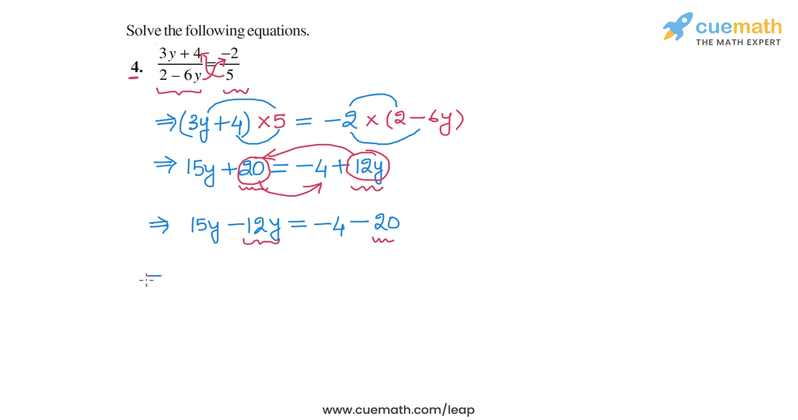Okay, and now we get 15y - 12y, that's 3y, and on the RHS we have -4 - 20, that's -24, and finally we can divide both sides of the equation by 3. So we will get y is equal to -24 divided by 3. So -24 divided by 3 is -8, and hence the solution of this equation is y = -8. This is the answer for question number 4.